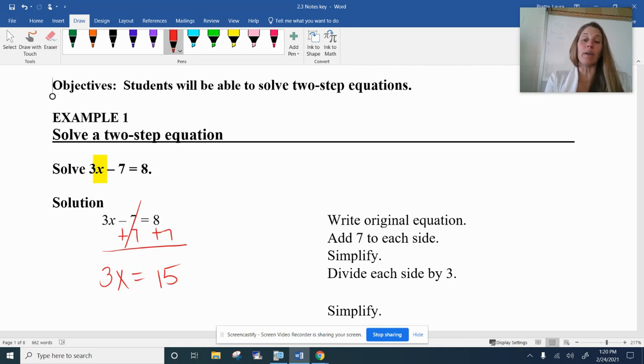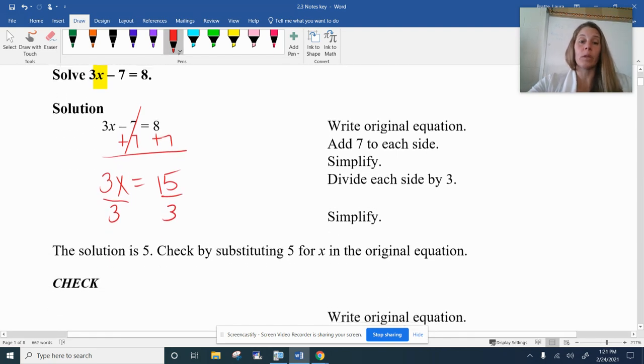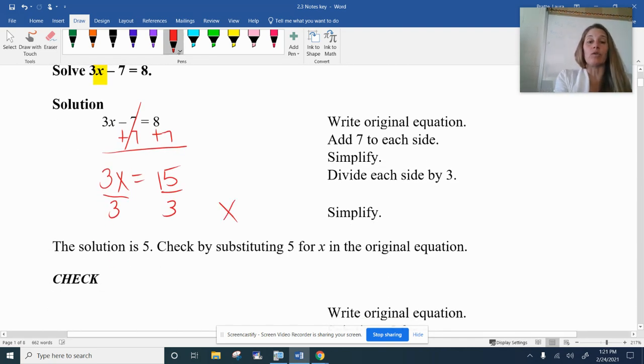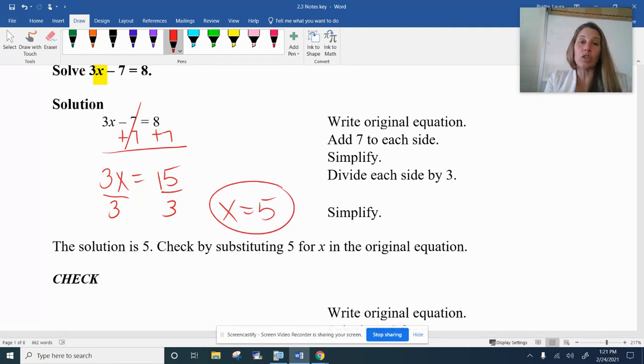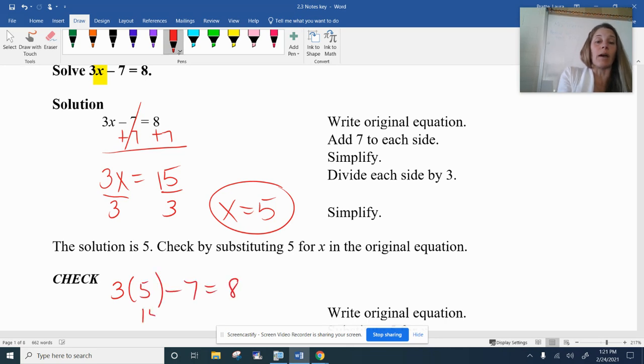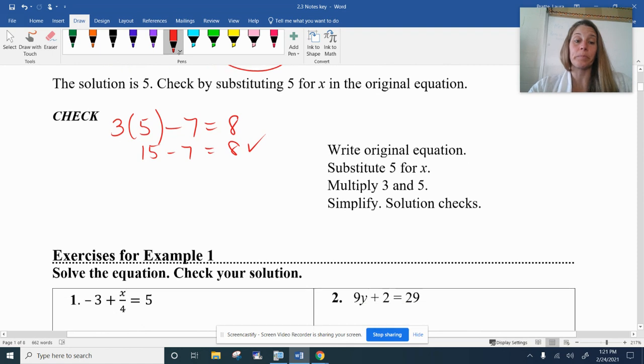And now to finish getting my x by itself, I'm going to divide both sides by 3. And then that's going to give me my solution of 5. Now again, just as normal, you can always check by substituting in that answer of 5 into the original equation. So you would simply plug in that 5 where the x is. 3 times 5 is 15, and 15 minus 7 does indeed equal 8, so that's checked.